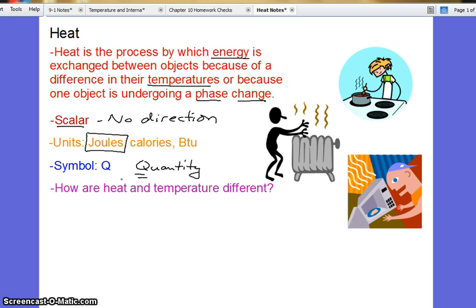Now, heat and temperature are not different things, although they sometimes are used interchangeably by lay people, your everyday citizens. Heat can cause a change in temperature. If we add heat, it can increase the temperature. If we remove heat, it can decrease the temperature because it'll make the particles move either faster or slower. But heat is a process. Heat is not something that you can own or store up.